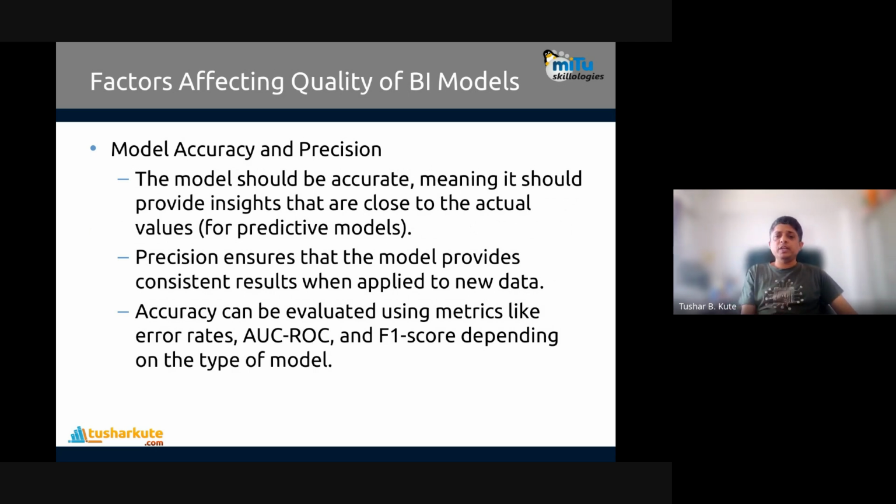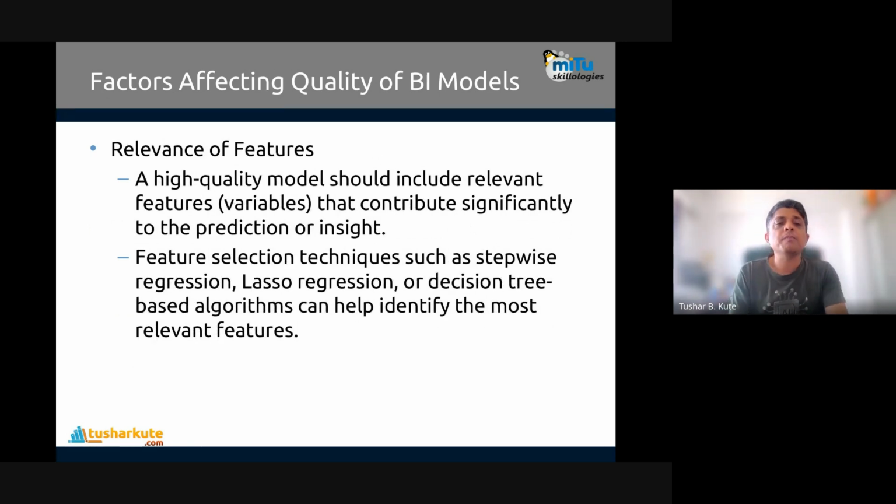It can be evaluated using metrics like error rate, AUC, ROC score, F1 score, depending upon the kind of model. They are generally used for classification models. Even for regression models, different metrics are used. Relevance of features: whatever input features we have used, they are relevant or irrelevant. Based on that, the quality of the model can be different.